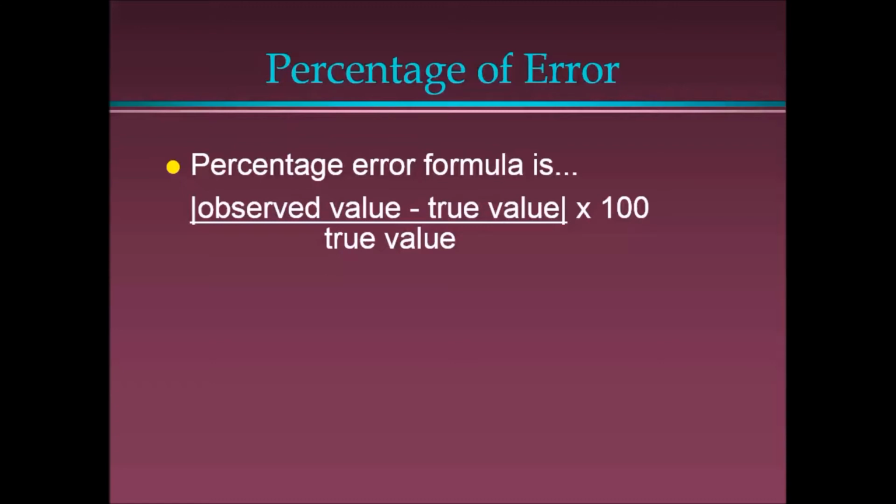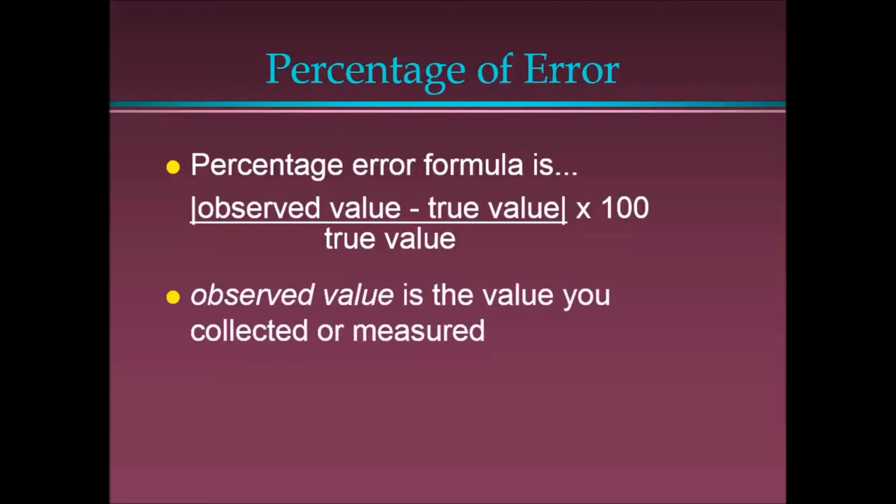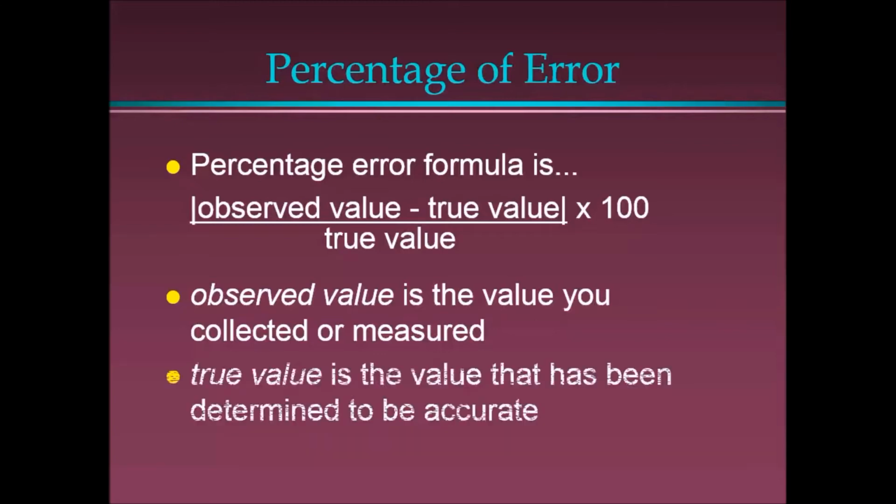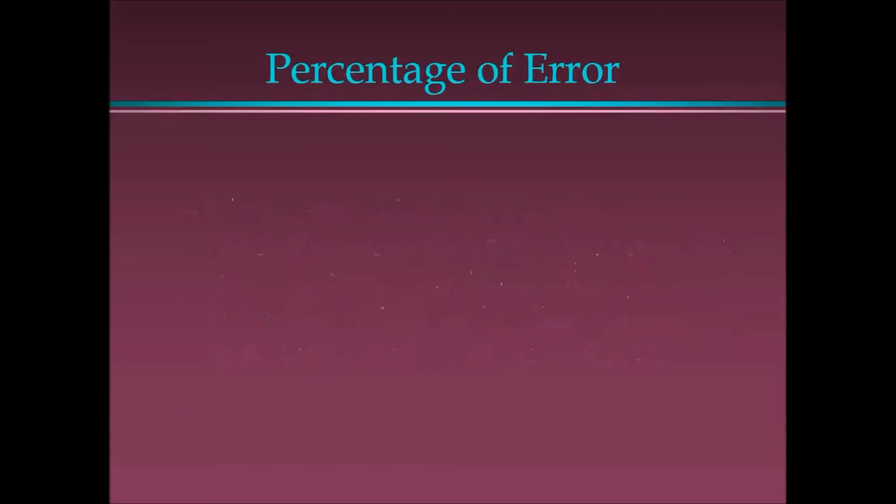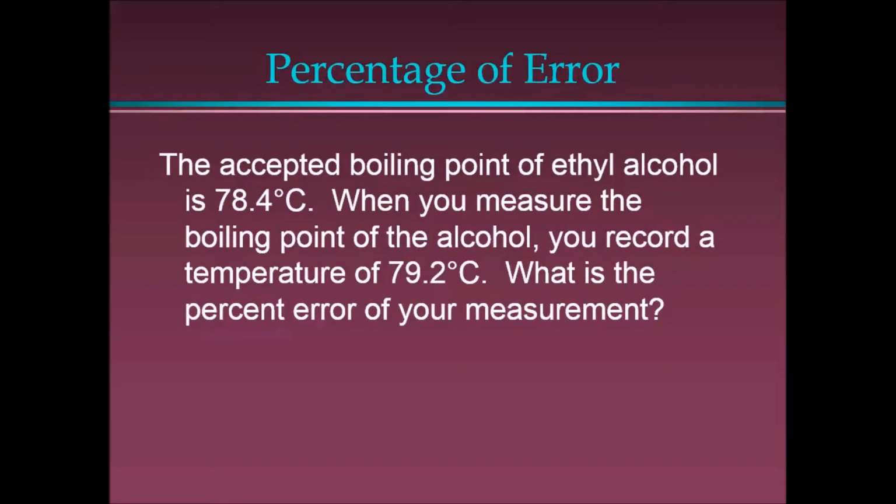That's right. Okay, so what is true? What is observed? Quite simply, observed is what Mark comes up with. True is what I say it is. True is the truth. Observed is what Mark comes up with. So what we're going to do is take Mark minus me and divide by me. Mark minus me and divide by me.